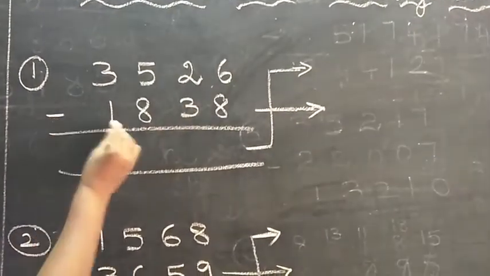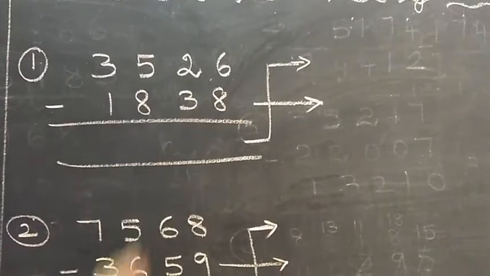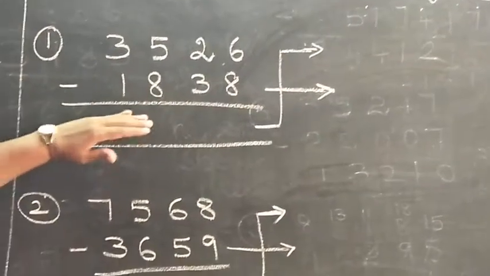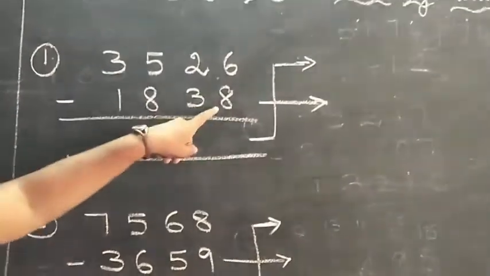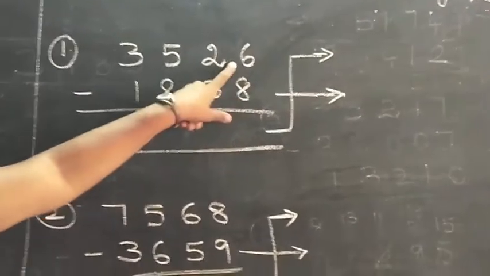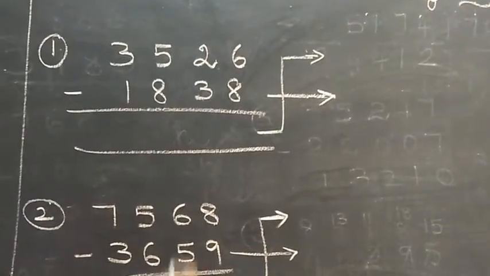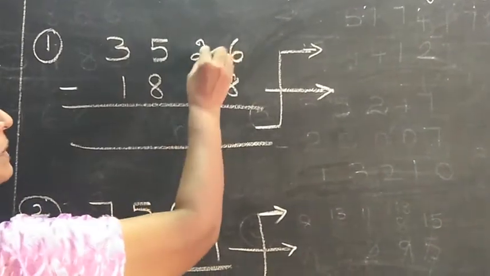3526 minus 1838. So what you have to do? You have to subtract first. Okay children. So it's a smaller number, isn't it children? So you can't count. So you have to borrow from the previous number.